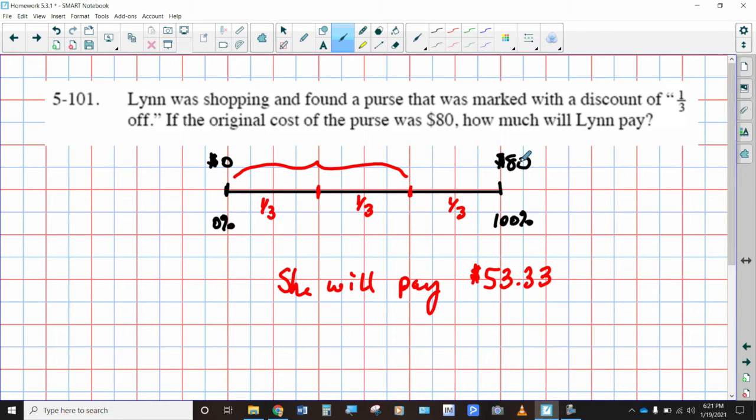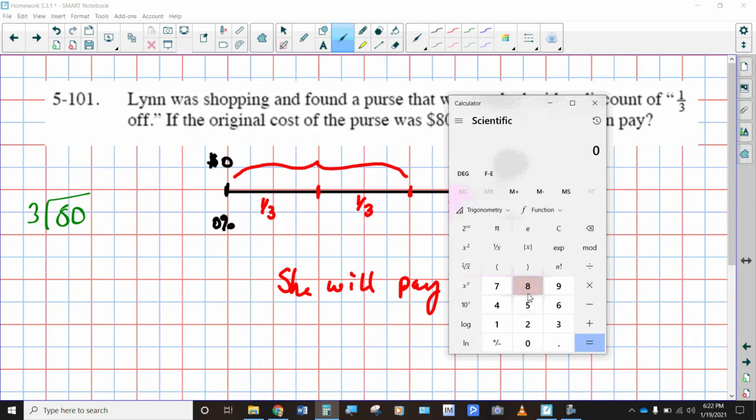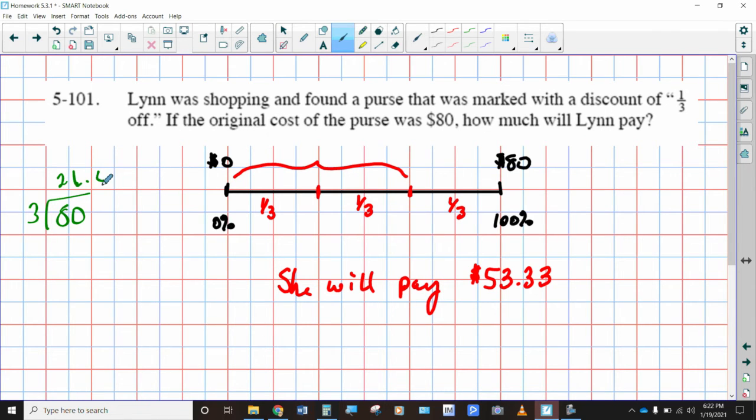Now, the total cost was 80, right? So if I want to break that 80 into 3 equal parts, let's see what that is. What is 80 divided by 3? I'm going to use the calculator to figure this out. 80 divided by 3 is 26, and we would call that $26.67, basically. $26.67. Okay, now there's a bit of a problem here.